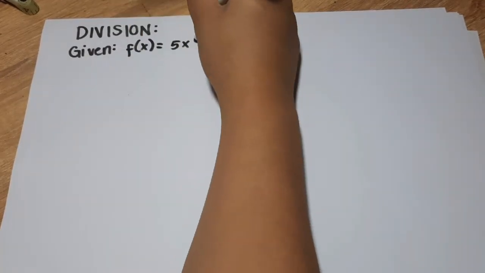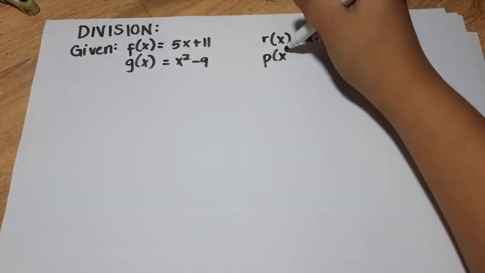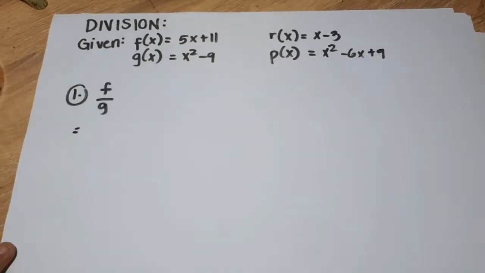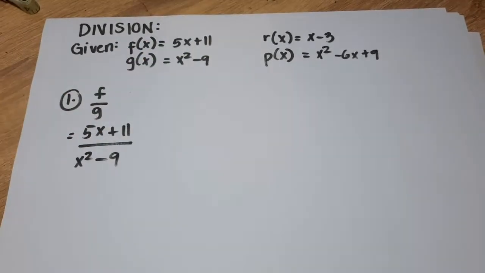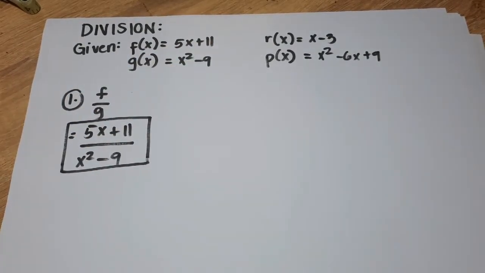Another operation on functions is the quotient of two functions, or division, in which the equation is defined as the quotient of two given functions, which is f over g. For number 1, we are tasked to find the quotient of f over g. We substitute the values with the given functions from above. Now, since both values cannot be divided, that will be our final answer, which is 5x plus 11 over x squared minus 9.